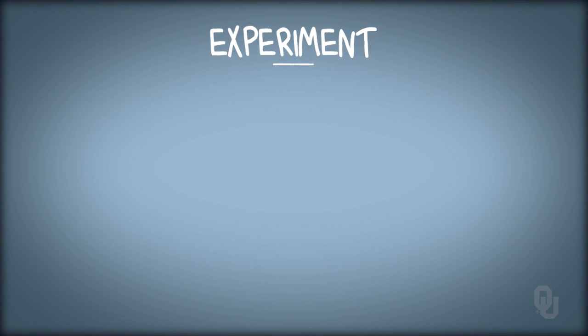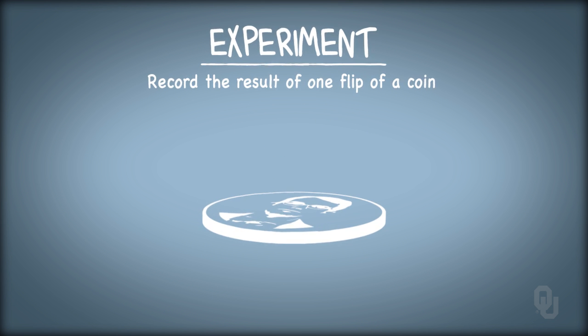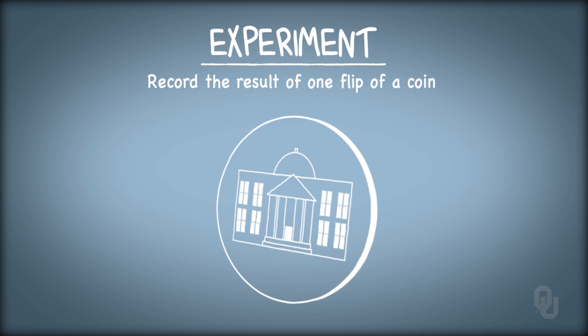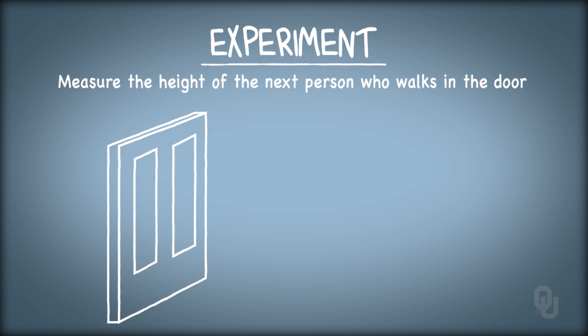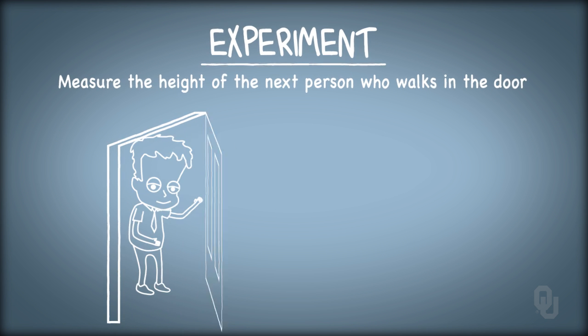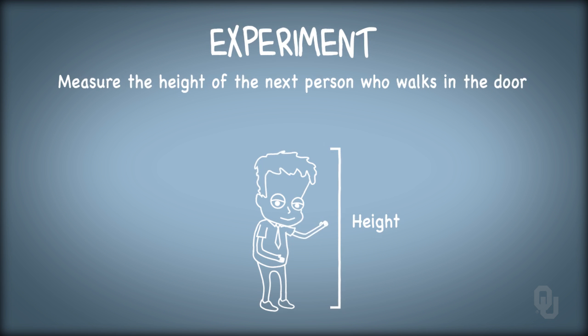For example, if we define our experiment as record the result of one flip of a coin, only one outcome will occur out of two possibilities, heads or tails. If the experiment is defined as measure the height of the next person who walks in the door, the person walking through the door will have only one height, of possibly many heights depending on the random nature of the people who might enter the room.